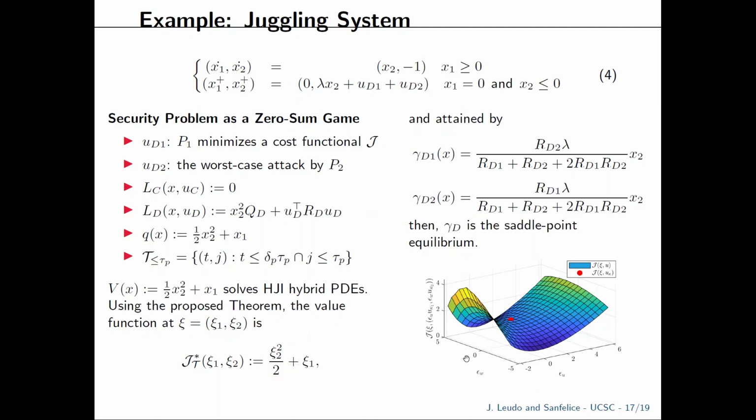Whenever the attacker decides to modify its strategy unilaterally, that will only result in a cost smaller than the optimal, which will benefit player P1. So for each of the players, the best action is to play the saddle point equilibrium, which is represented by the red dot.